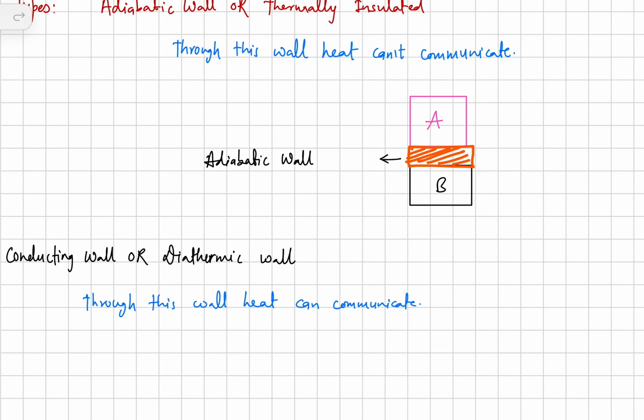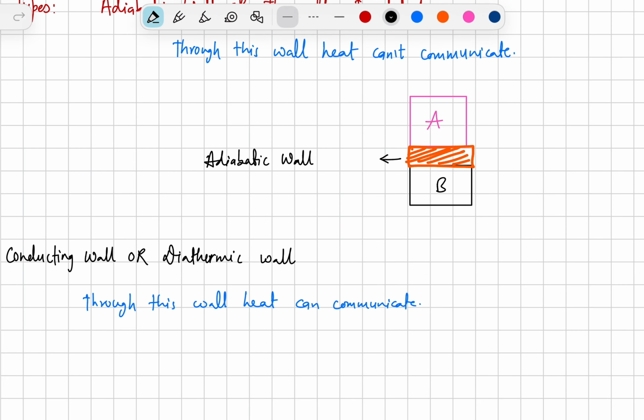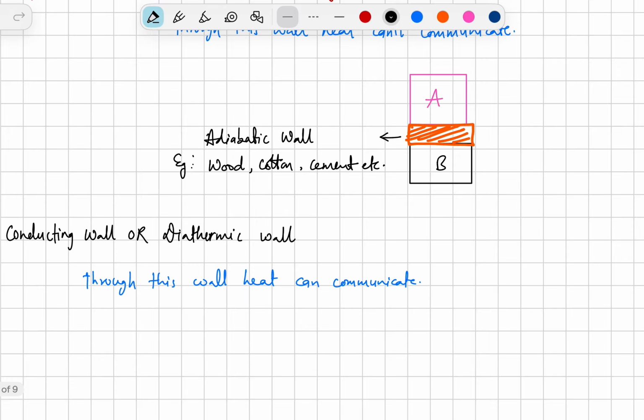So now what will happen? There will be no transfer of energy. Suppose one has initial energy of 10 joule and the other has initial energy of 12 joule. If you place an adiabatic wall between these two systems, the energy will not change as time passes. Examples of adiabatic wall: wood, or cotton, or some object made with cement, etc., or lead, maybe.